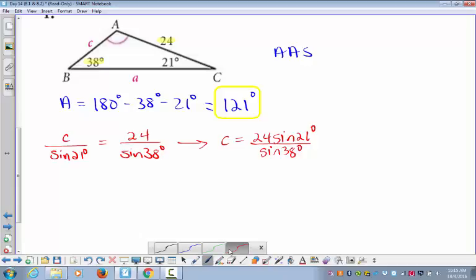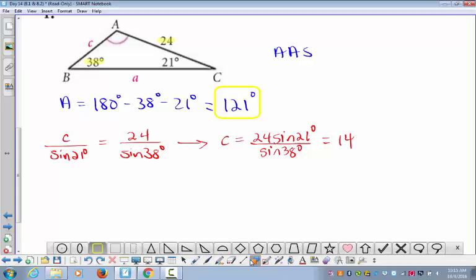What's that? 14? So the nearest unit with these triangles, just like with the right triangles, we just do it consistently. If the other side that's given is rounded to the nearest unit, then we should round these two sides to the nearest unit. All right. We'll just be consistent with what they give us. The angle in this problem is rounded to the nearest degree, so we would round the other angles to the nearest degree. So just be consistent. All right, now we're good.